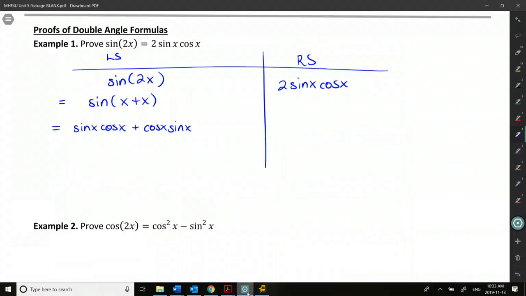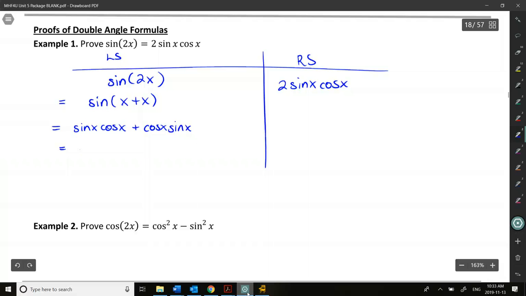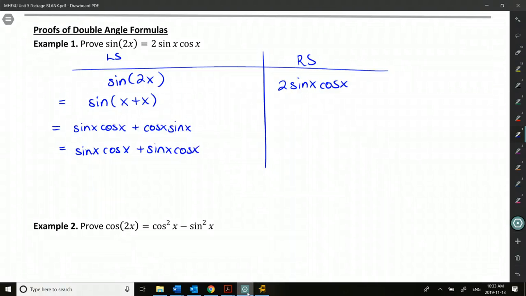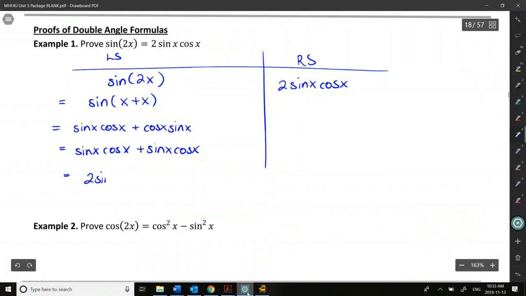Is sine x cos x the same thing as cos x sine x? Is 7 times 3 the same thing as 3 times 7? Yeah. So I'm going to rewrite it as sine x cos x plus sine x cos x. If I add one sine x cos x with another one sine x cos x, how many sine x cos x's do I have? I have 2. Perfect. And that's what we have on the right-hand side. I'm just showing that we can write cos x sine x as sine x cos x.